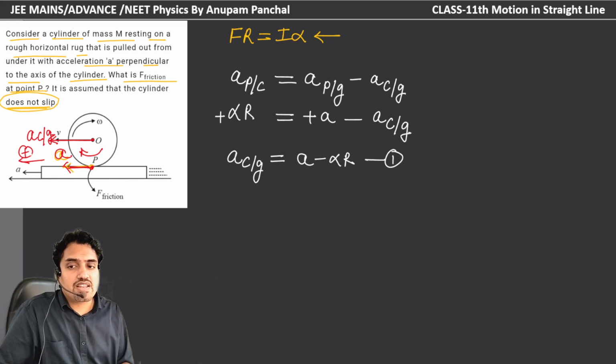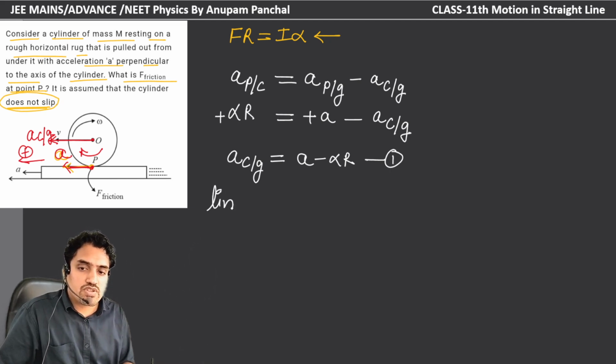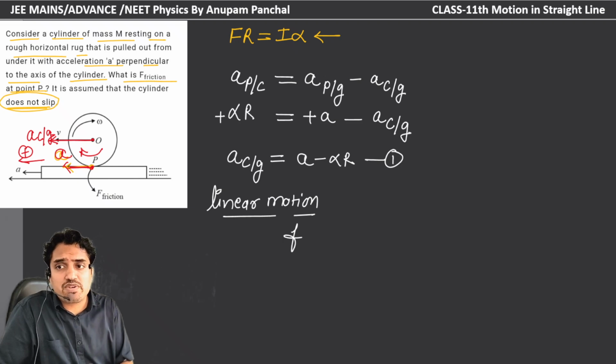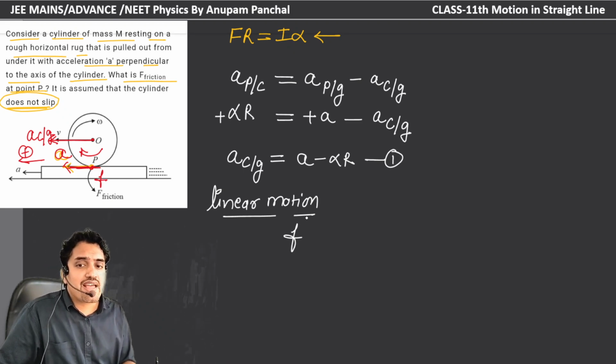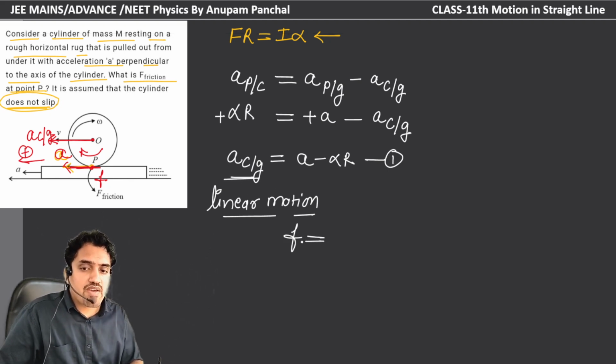Now if we take the linear motion of this cylinder, only the friction force between this block and the cylinder is acting, which is in the backward direction, and this friction force is producing the acceleration of the center of mass. So the friction force F is equal to mass into the acceleration of the center of mass with respect to ground. That is our equation number 2.